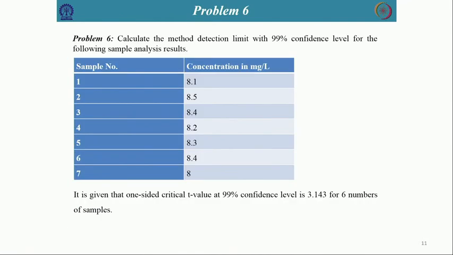Coming to problem number 6, it says to calculate the method detection limit. The short form of method detection limit you already know, that is MDL, with 99% confidence level for the following sample analysis results. These are the results given, and it is given that the one sided critical t value at 99% confidence level is 3.143 for 6 degrees of freedom. This value we are getting from the t distribution table.